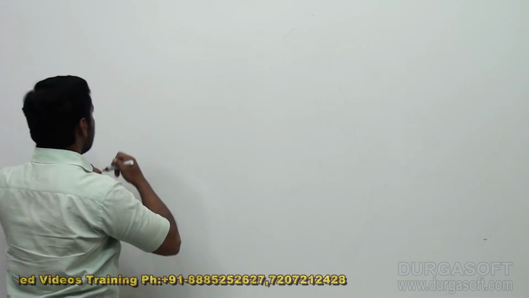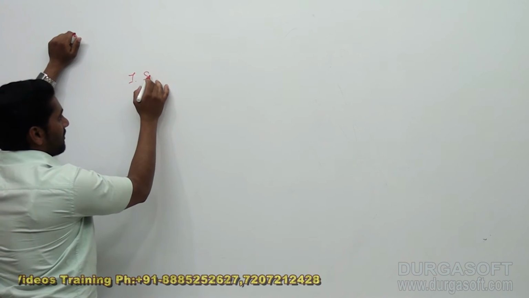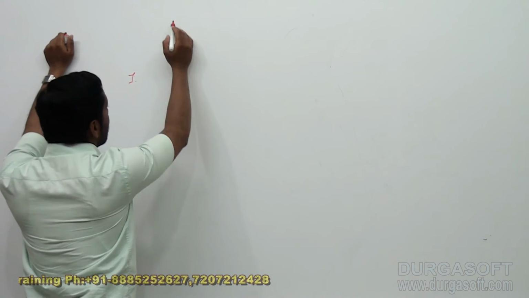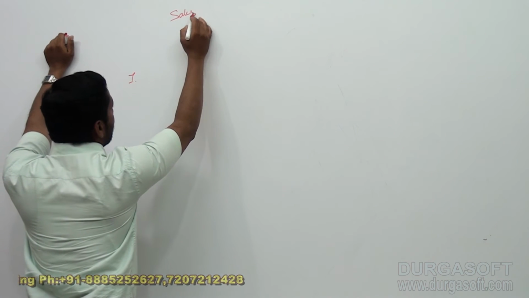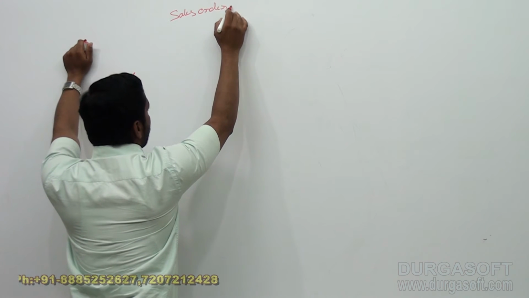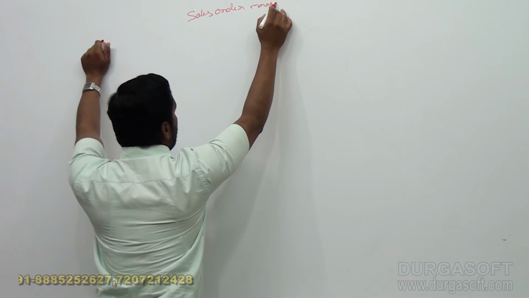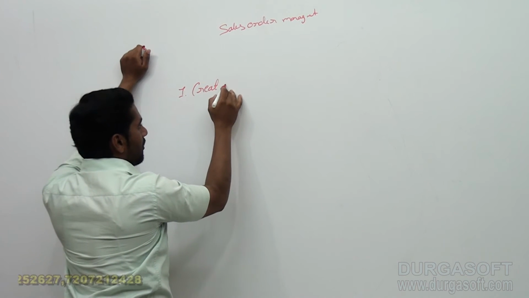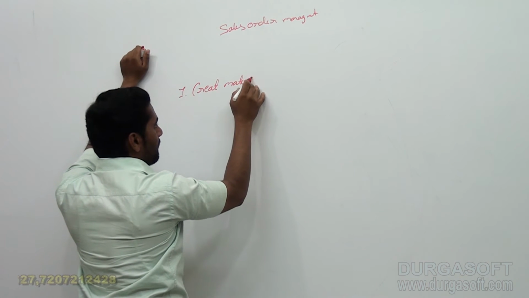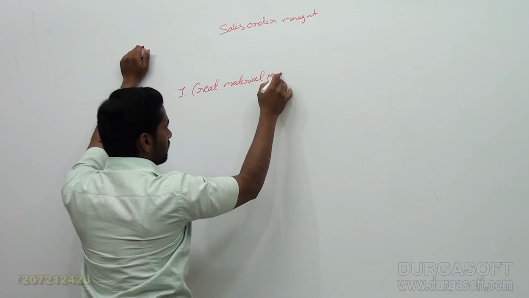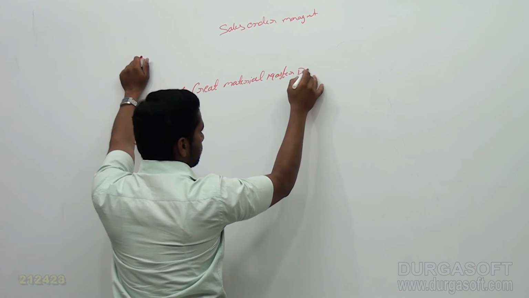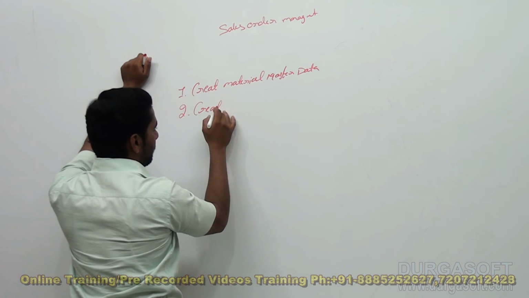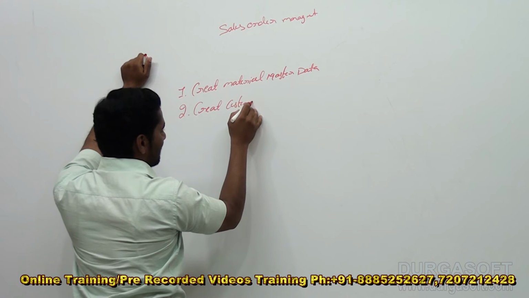The major first step is we need to create some sales organization. So here for the sales order type, first step is we need to create all material master data. Second step, we need to create customer master data.